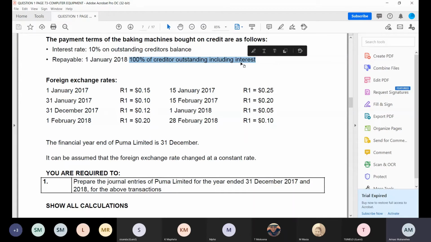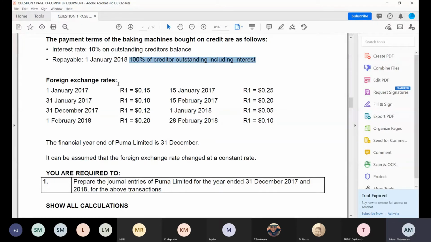So you will realize that our first year end was in 2017. Our second year end is going to be 2018 when we deal with the payment. So in other words, the journals required here are for 2 financial years. We'll process the journal for 2017 as well as for 2018. 2018 is when the payment has occurred. Remember, I've indicated that there are 3 important dates: transaction date, year end, and payment date. Very important. Those dates are very important.